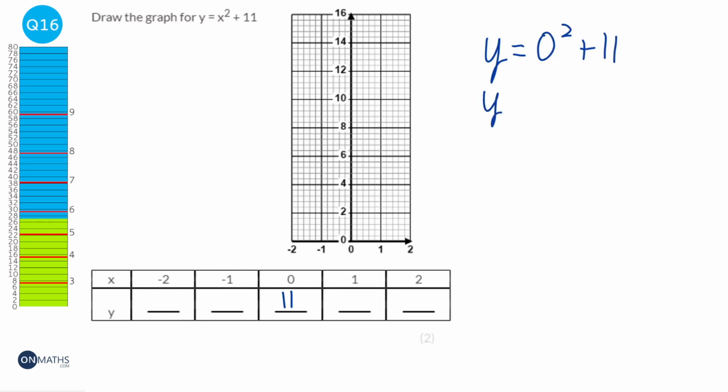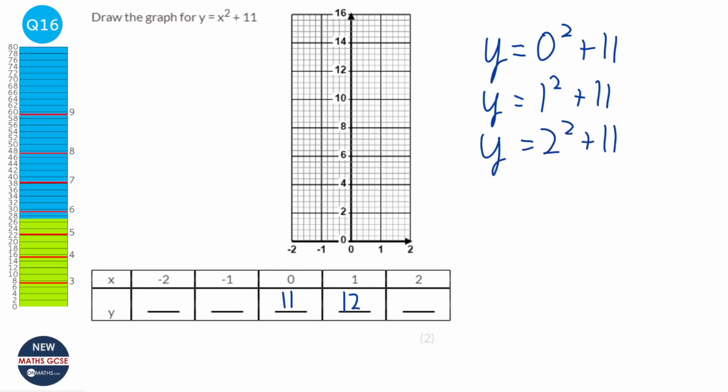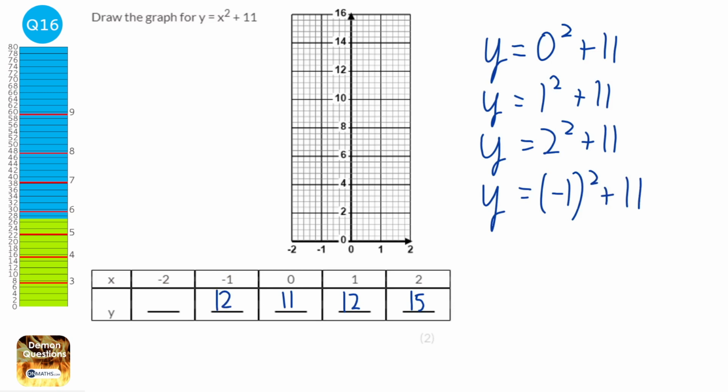We're going to do the same for 1, so y equals 1 squared plus 11. 1 squared is just 1, 1 plus 11 is 12. Same again for 2, 2 squared plus 11. 2 squared is 4, 4 plus 11 is 15. Now the minuses are a little bit more difficult, but not that much more difficult, because when you square a negative you actually get a positive. So minus 1 squared is just 1, 1 plus 11 is 12, and then minus 2 squared plus 11, minus 2 squared is 4, 4 plus 11 is just 15.